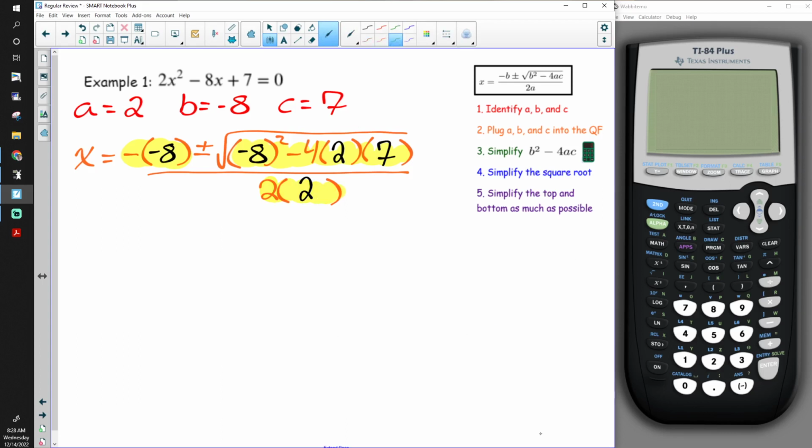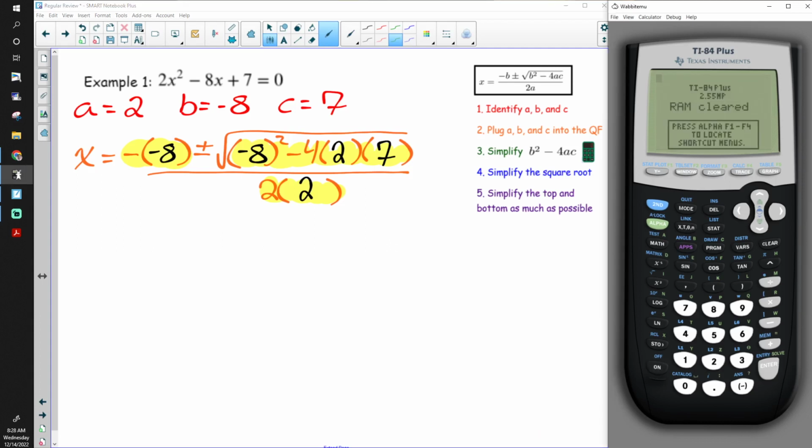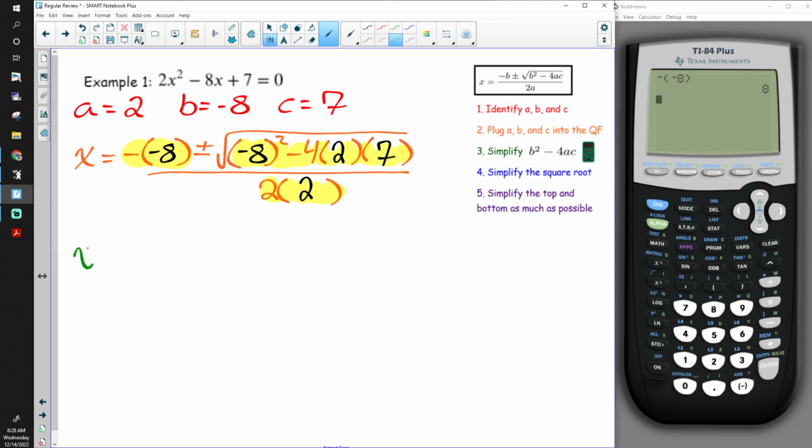So I'm going to plug in each one of these. Just to be super safe, we're taking a midterm worth a chunk of our semester grade. I want to double check. Negative, negative 8. When I plug that in, I get positive 8. Okay? Let's start rewriting my quadratic. X equals positive 8 plus or minus.